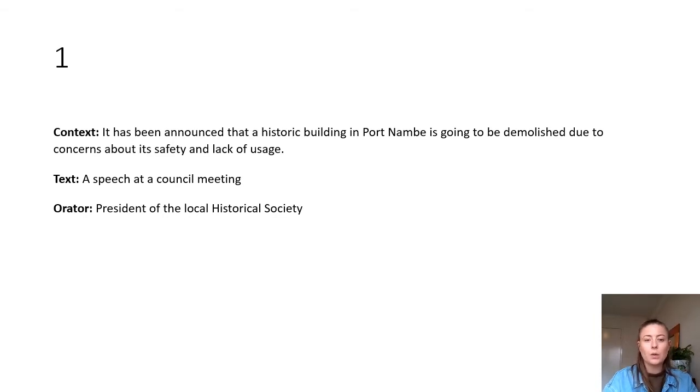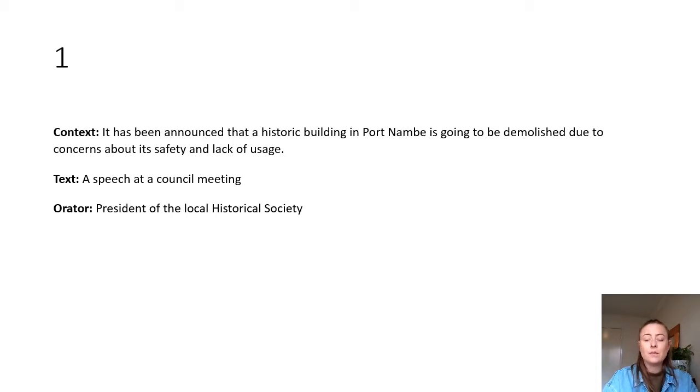The context for number one is that it has been announced that a historic building in Port Namby is going to be demolished due to concerns about its safety and lack of usage. The text is a speech at a council meeting, and the orator, which we're using here rather than author because this is a speech, not a written piece, is the president of the local historical society.